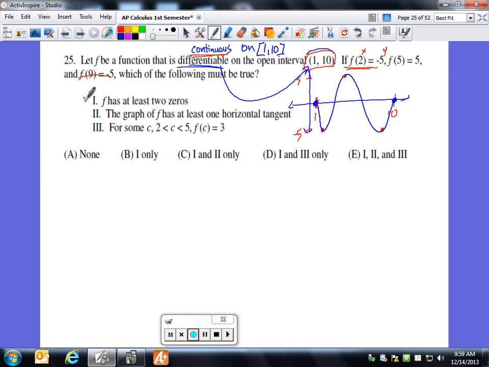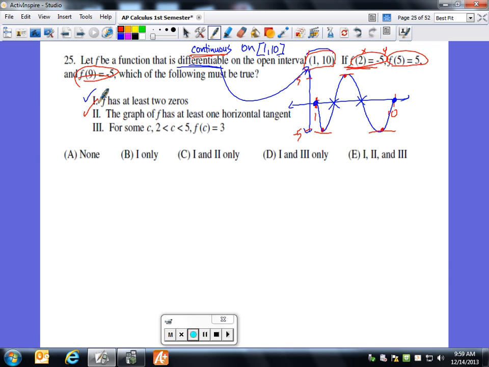F has at least 2 zeros. Well, you see this. It does have at least 2 zeros. And the reason why it says at least is because we could have drawn it something like this, gone through, then went through that point, then came down, and had a bunch more zeros. Okay? And everything still works out as far as the values that were given to us. Okay? The graph has at least one horizontal tangent. By the looks of it, it has at least one, because we see at least 3.